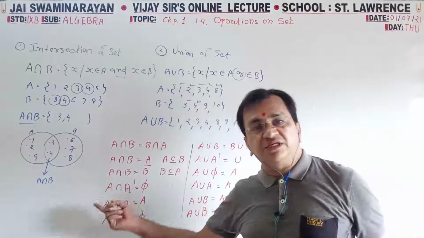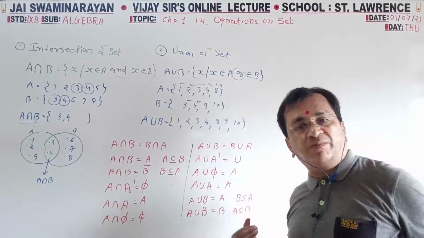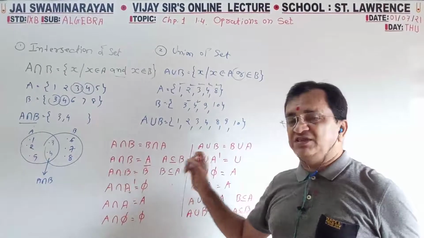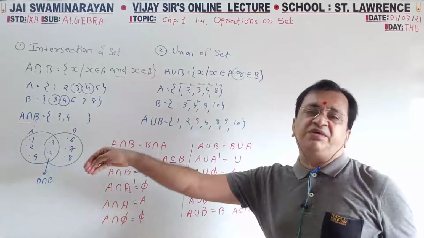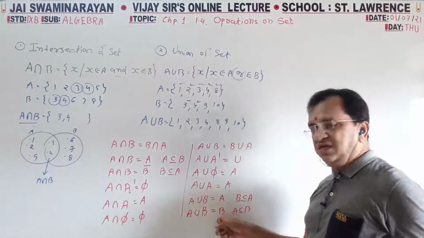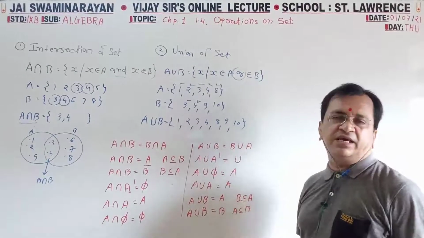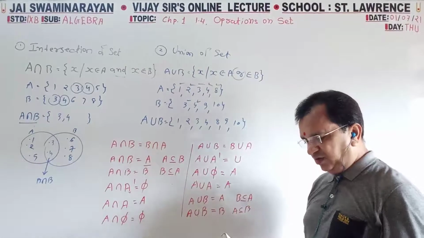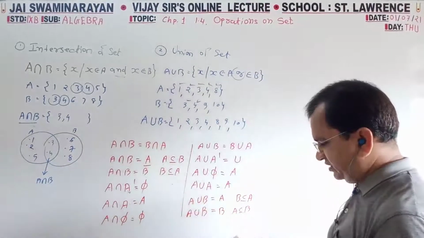In intersection and in union, the formulas are totally opposite. If the intersection, the common thing, is A, then A is included in B. If the union is B, then A is included in B. So this is a 1 mark question they can ask.